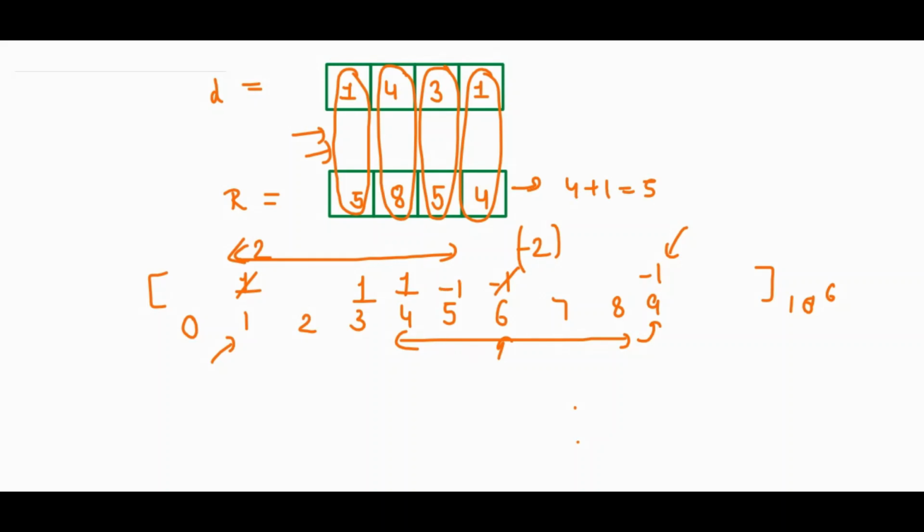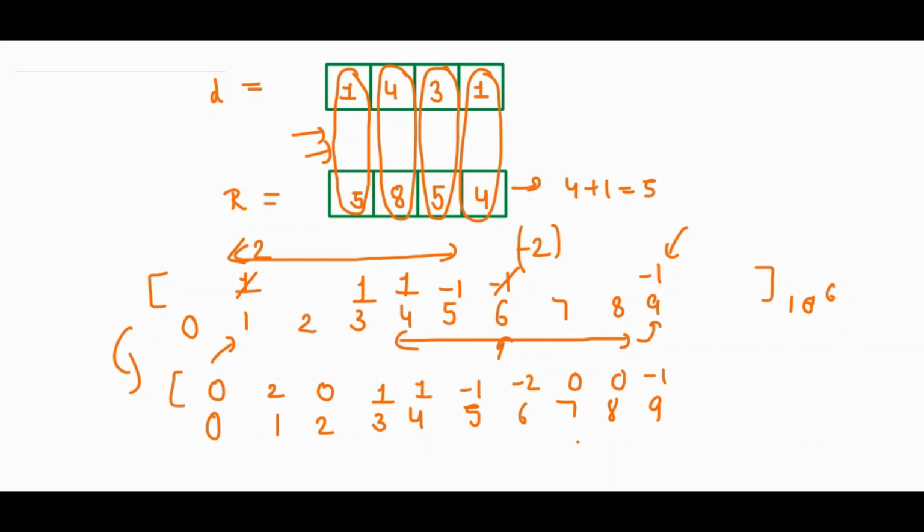Okay. So this is the final array that we will get. So it is 0, 1, 2, 3, 4, 5, 6, 7, 8, 9, and here we have 0, 2, 0, 1, 1, -1, -2, 0, 0, -1. Okay. And the array is still 10 to the power 6. Okay. So now how will we solve the question?